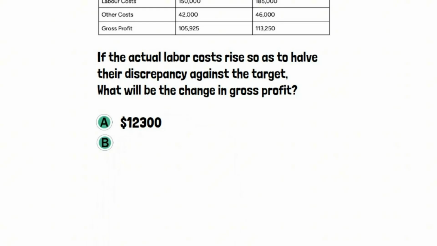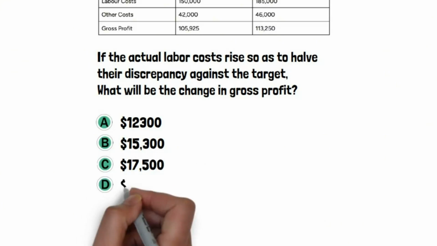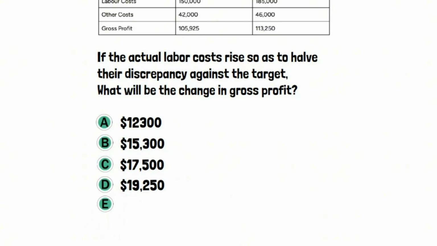$12,300. B. $15,300. C. $17,500. D. $19,250. E. $23,500.